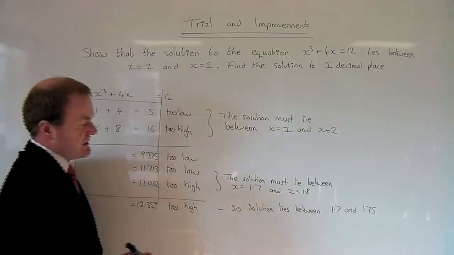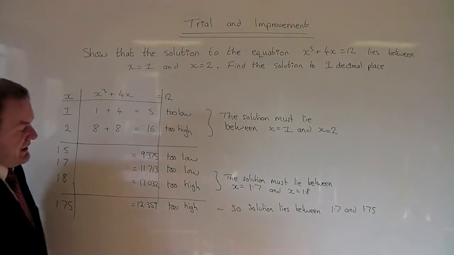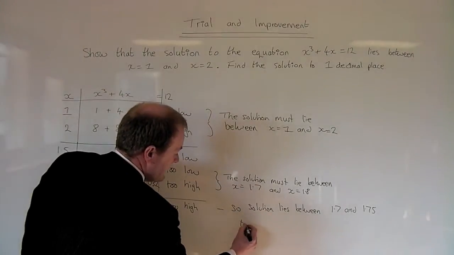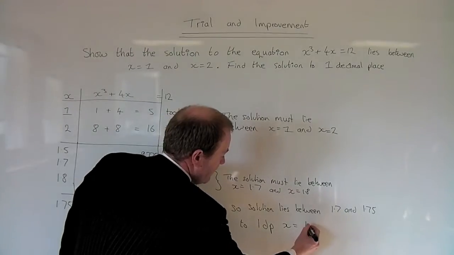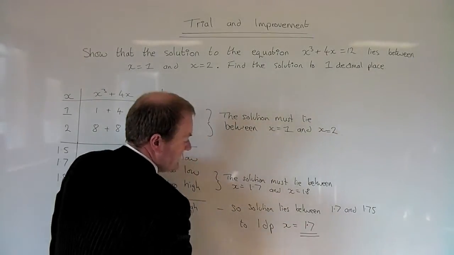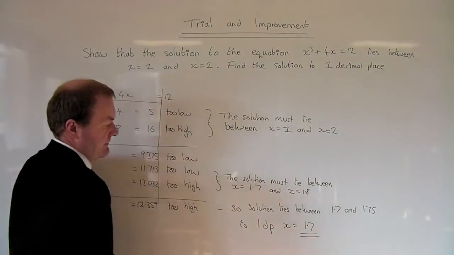So if the solution lies between 1.7 and 1.75, to one decimal place, to 1 dp, x must equal 1.7, because no matter what the value is, it will round to 1.7.